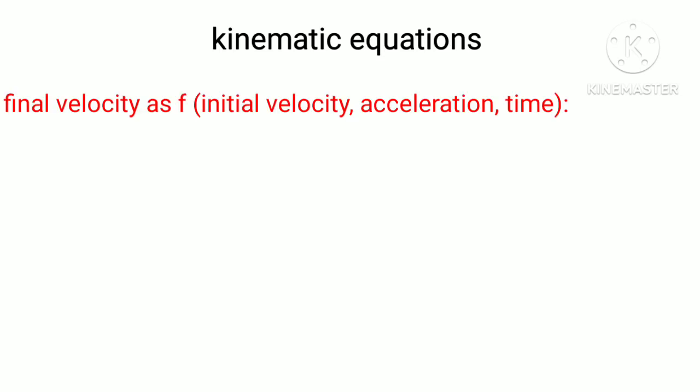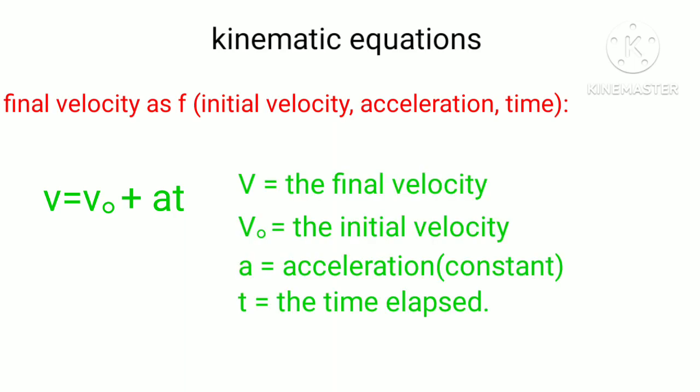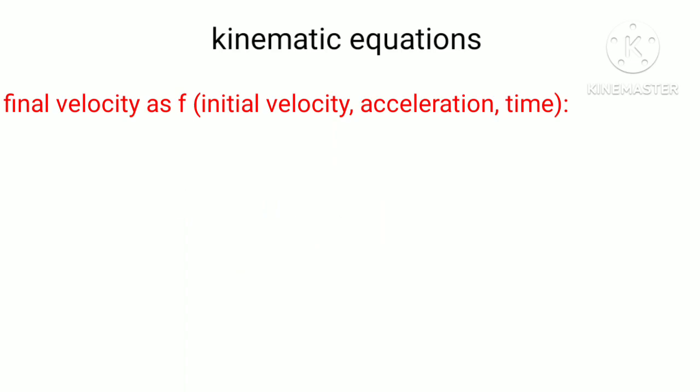Kinematic equations. Kinematic equations are a set of equations used to describe the motion of objects. Final velocity is a function of initial velocity, acceleration, and time. v equals v0 plus at. v is the final velocity of the object at time t. v0 is the initial velocity of the object at time t equals 0. a is the constant acceleration of the object. t is the time elapsed.